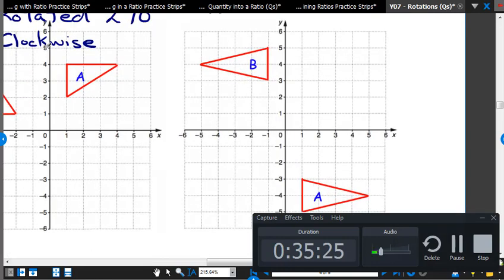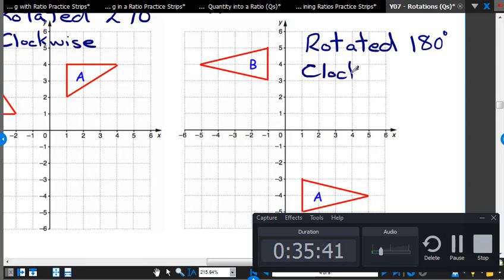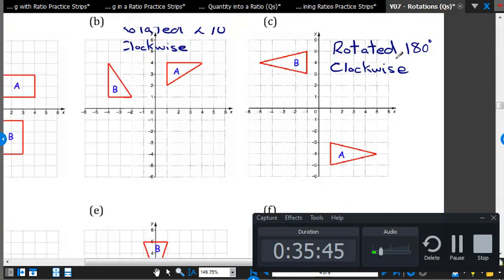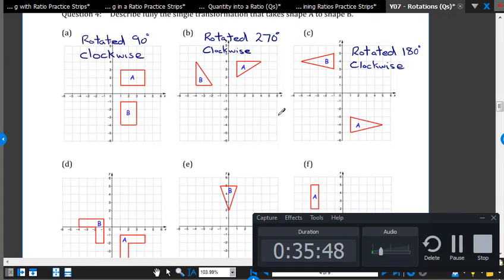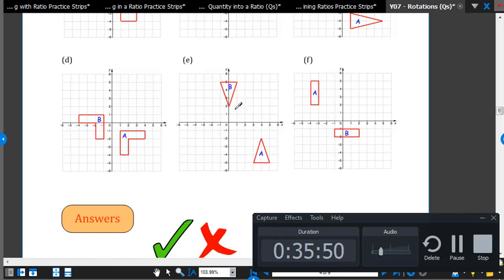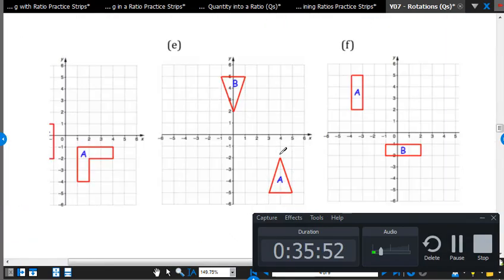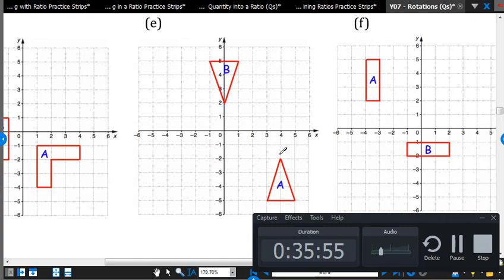This one, so remember again, it's A to B. So we can see it's 180 degrees. It doesn't matter what direction 180 degrees is, clockwise or anti-clockwise. Rotated 180 degrees. But let's just put it in clockwise for having a good habit. So that's all you really need to put in. A to B is going to be the same, 180 clockwise. So that's pretty much it.